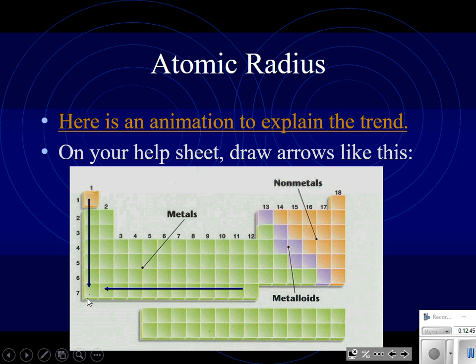So an overall trend on the periodic table is that as we go down and to the left, the atomic radii are getting bigger. Just to note, my arrows up there are pointing to where we have the biggest atomic radii, where the biggest atomic radii occurs.